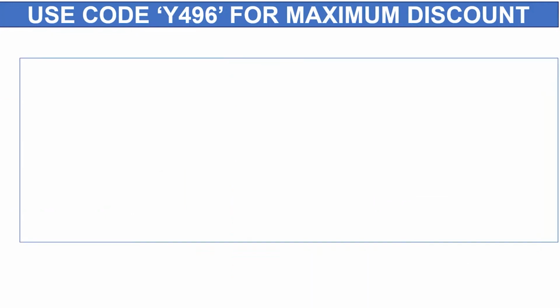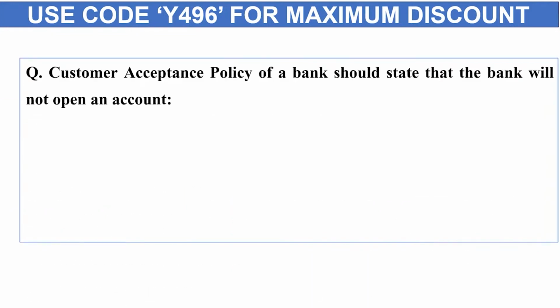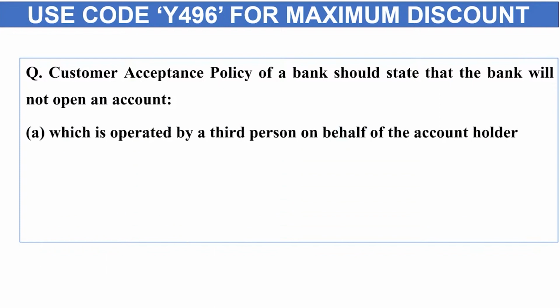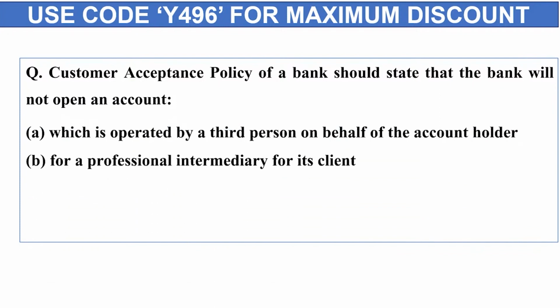Okay, so let's just start with the first question, which is talking about the customer acceptance policy of a bank. It should state that the bank will not open an account which is operated by a third person on behalf of the account holder, for a professional intermediary for its client, in a Benami name, or without a PAN card. So which of the following is the right answer, in which the account will not be opened by the bank in any of these conditions? A, B, C, or D.